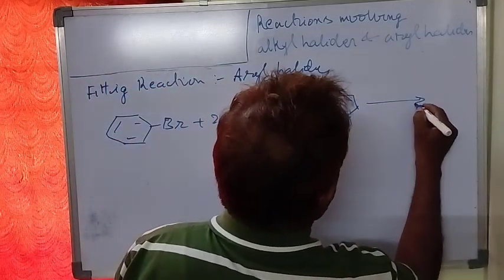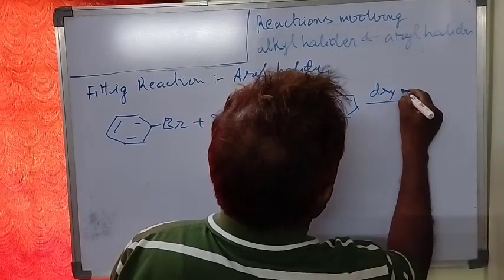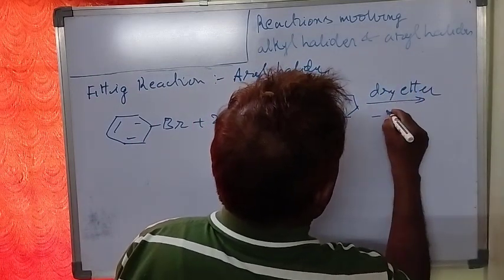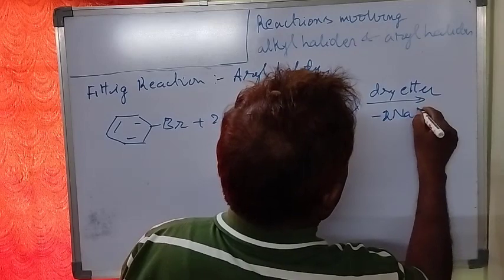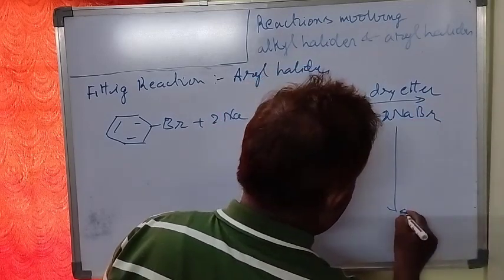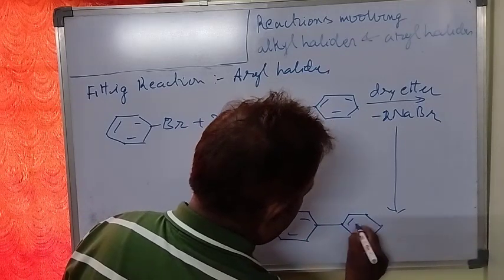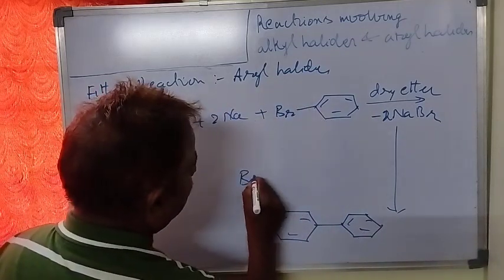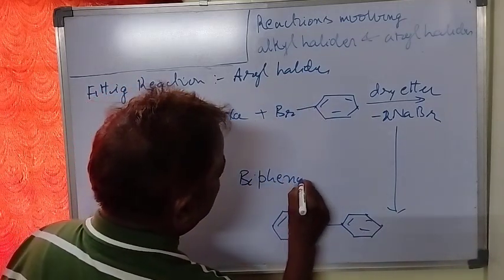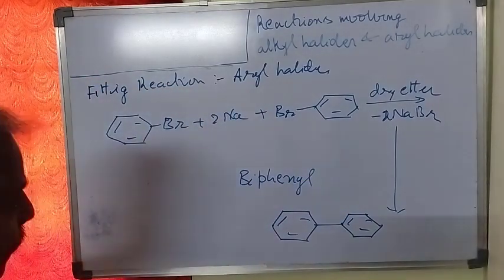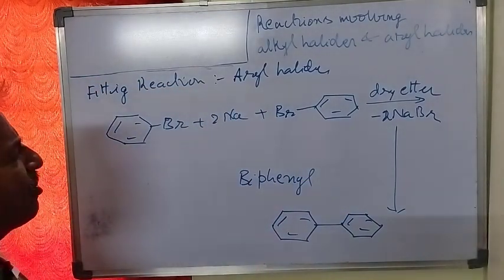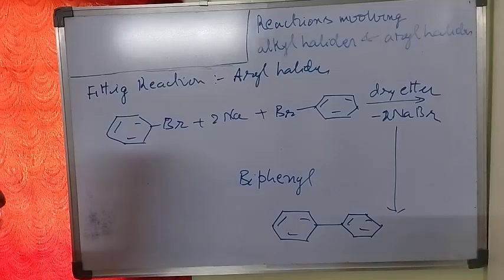In the presence of dry ether, minus 2NaBr, we get, what is this substance? Biphenyl. This substance is biphenyl. So in the Fittig reaction, the product is biphenyl.